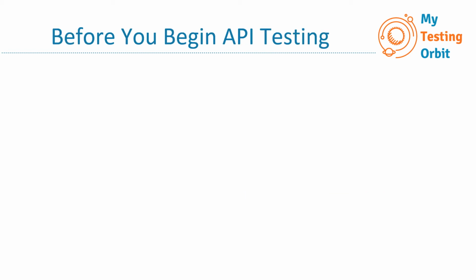Before you begin API testing, there are a few things which we need to plan before we start actually doing API testing. The first one is to understand the API requirements: what is the purpose of this API? What's the functionality of this API? What would be the workflow of this API? So to understand that is very important.